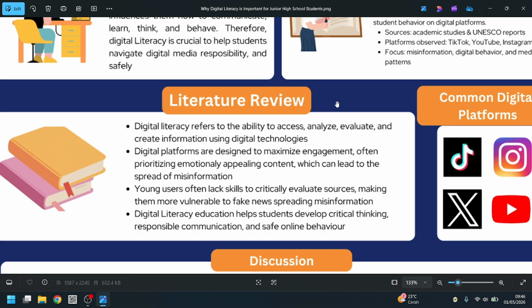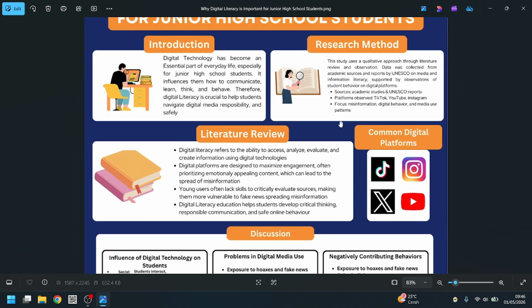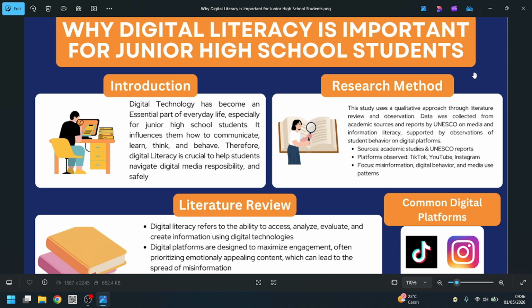safe online behavior. Some common digital platforms are TikTok, Instagram, Twitter or X, and YouTube. These are not just for junior high school students or junior students in general. They are used by everyone. Maybe not all of them at once, but they are used by most people nowadays, given the impact social media has made on humanity.